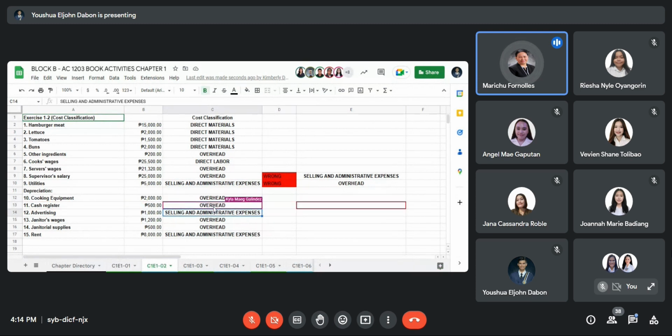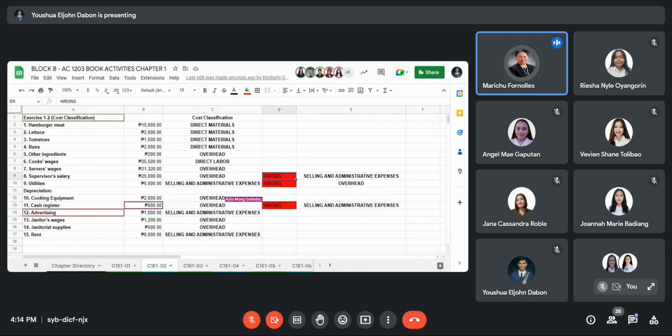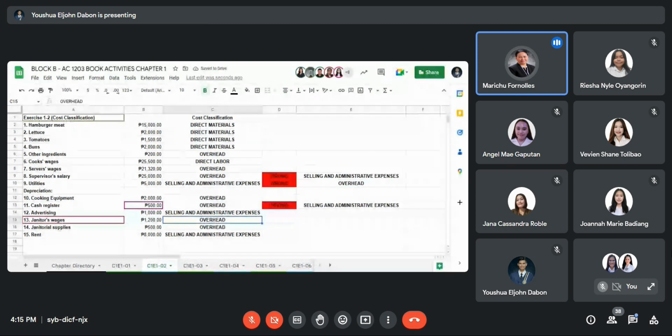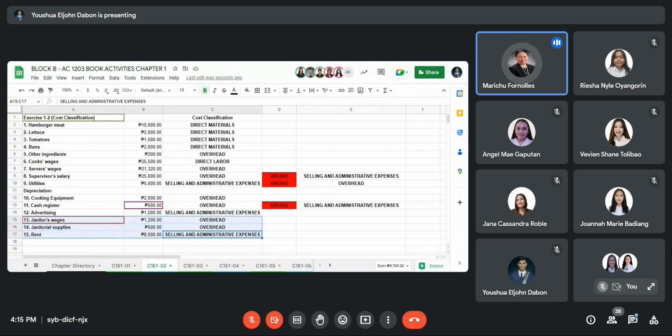We don't use a cash register here in the kitchen, which is the production area. Number 12, advertising, that is part of selling and admin expense. Number 13, janitor's wages. The janitor is not directly associated only with the kitchen, because he also cleans the customer area. So all areas are cleaned by him. So that should be charged to selling and administrative expense.